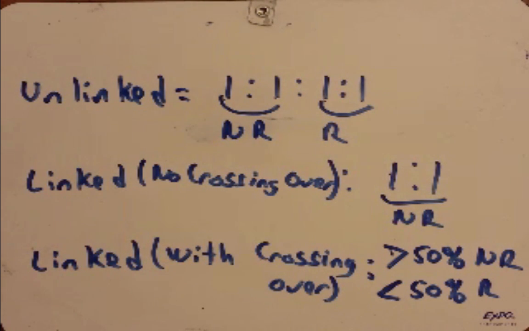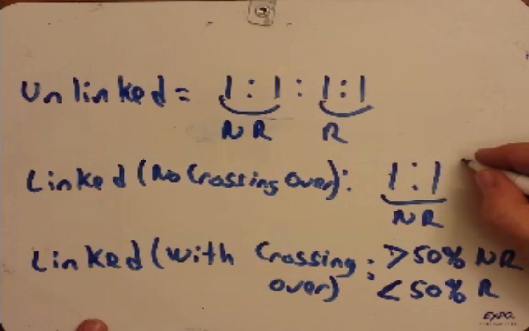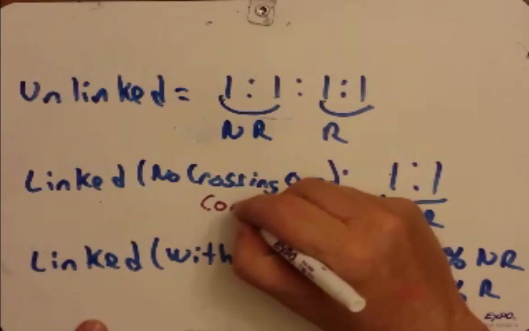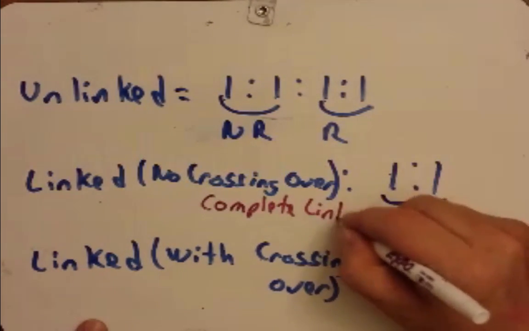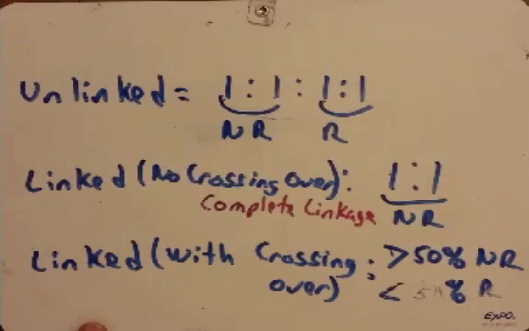A term I should throw out here, when we see this here, a 1 to 1 ratio, where we don't see any recombination, we say that these are an example of complete linkage. They are completely linked. In class, hopefully I ask you this question. Hopefully I remember to. It's an important one.